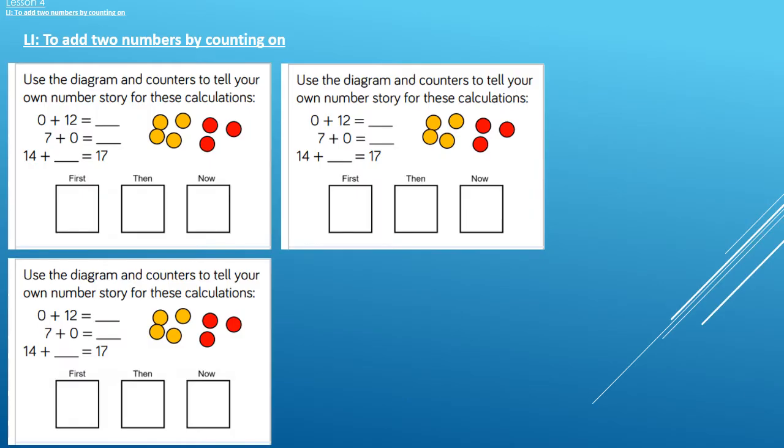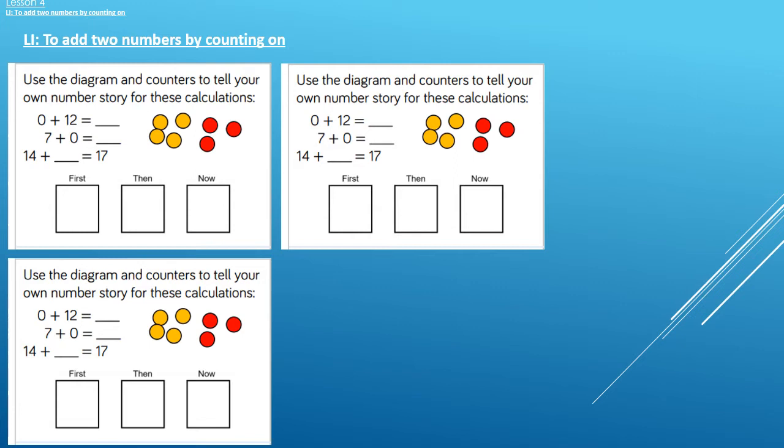So we're going to continue adding numbers by counting on. We know an easier way to do this is by taking the larger number and then adding on the smaller number. We're going to use the diagram and counters to tell us our own number story for these calculations. So let's start with the top one.